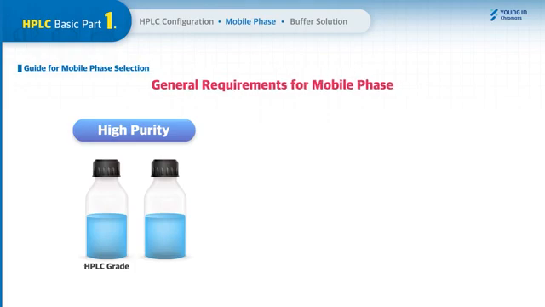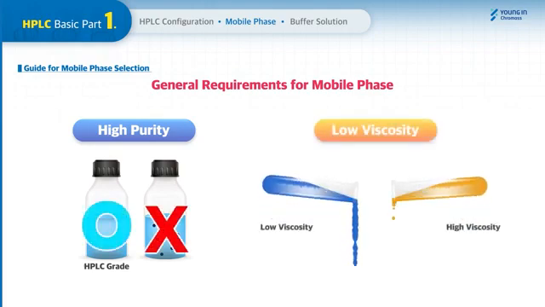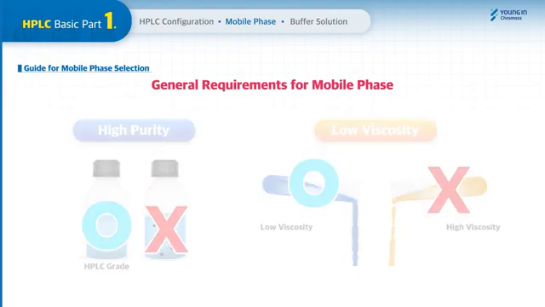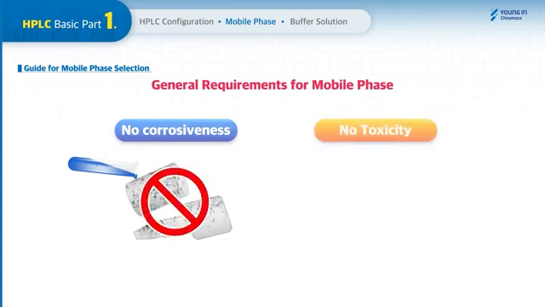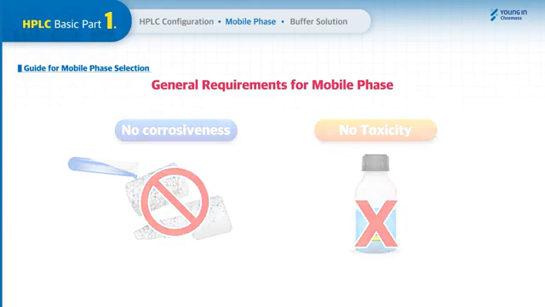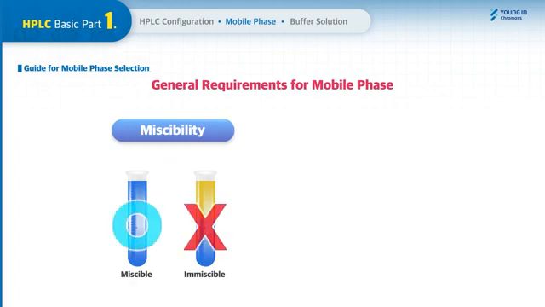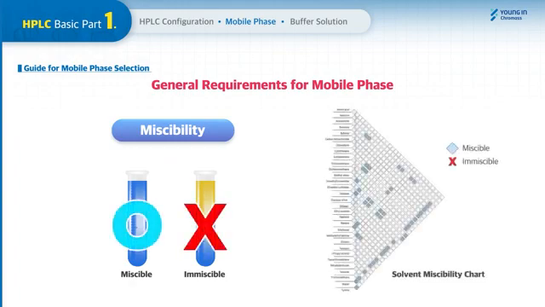Keep in mind, there are general requirements for the mobile phase that can affect the selectivity. First, purity. All solvents should be HPLC grade to have minimal absorbance in the UV. The mobile phase viscosity should be as low as possible. The solvents must be non-corrosive to HPLC system components. The solvents must be considered for health and safety risks. The solvents should be completely miscible with each other in all proportions. And there is a solvent miscibility chart you can refer to, which shows the miscibility between general solvents for HPLC.